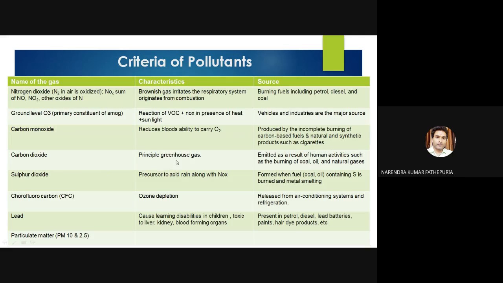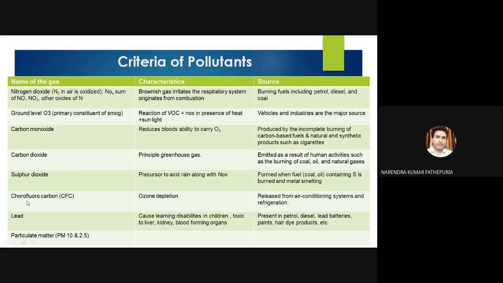Carbon dioxide is a principal greenhouse gas, emitted as a result of human activities such as the burning of coal, oil, and natural gases. Sulfur dioxide, along with NOx, is the main reason for acid rain. Acid rain creates a lot of water pollution, right? It is formed when fuel, coal, or oil containing sulfur is burned, and in metal smelting.